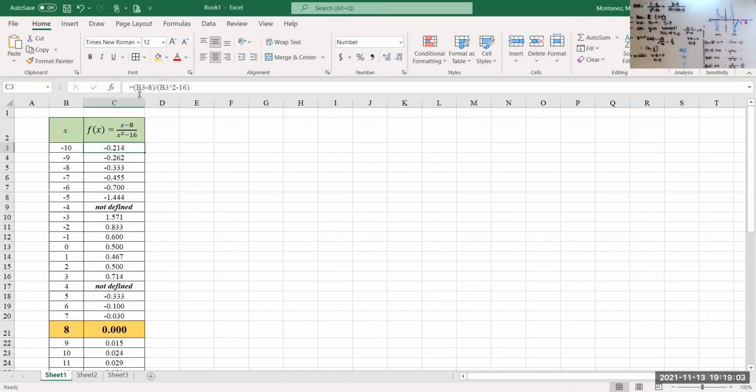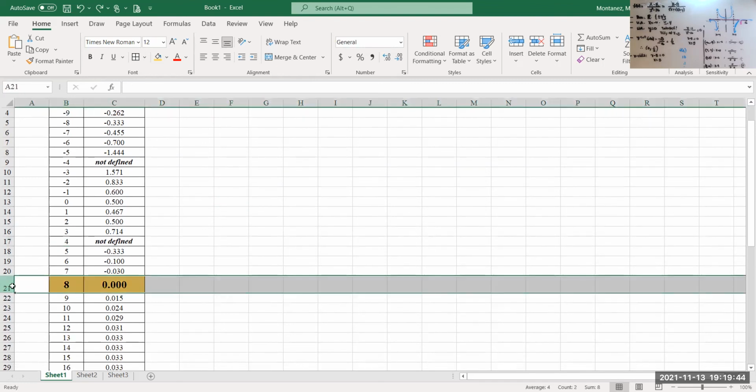Let me step here. So it will be cell B3, which is the value of x, minus 8, divided by the cell B3 squared minus 16. Notice the parentheses, so one divided by the other with the parentheses. That's it, so just calculate. Just drag the value, so for this one it would be, of course, B4, B5, etc. You punch in the values of x, you find the f of x. Of course, notice that when x equals negative 4, the function is not defined. It will give me division by 0, which we knew, which is not defined. Likewise here as well at 4.